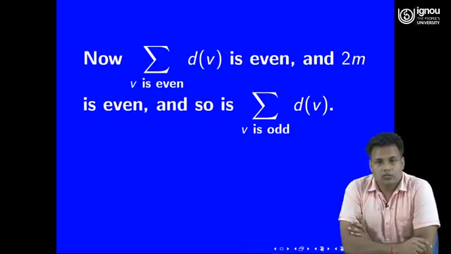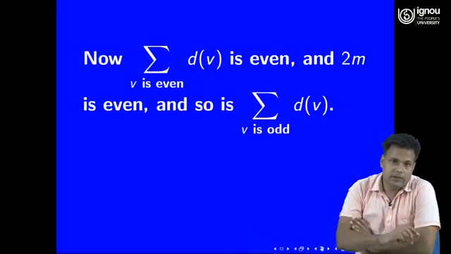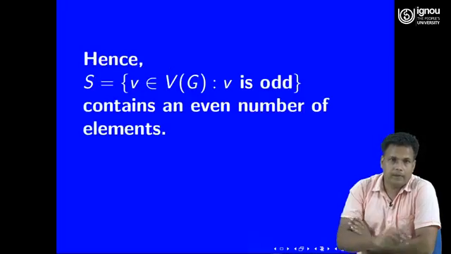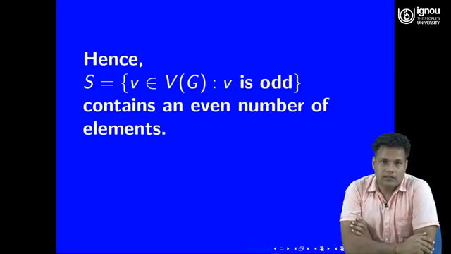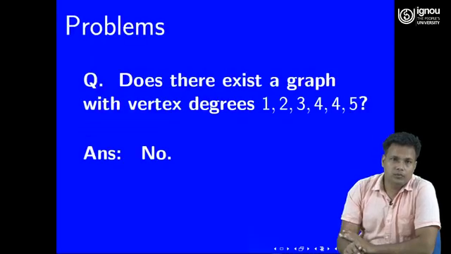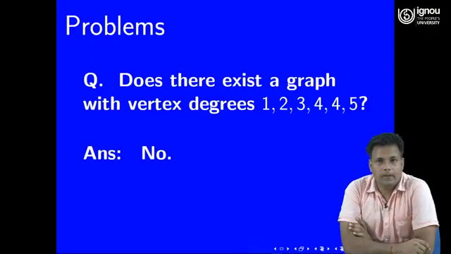So now what does this mean? Sum dV is even where V is an odd vertex. That is, the set S which contains all the odd vertices must have an even number of elements, and therefore this proves that every graph has an even number of odd vertices.